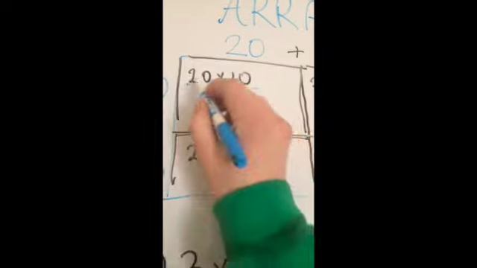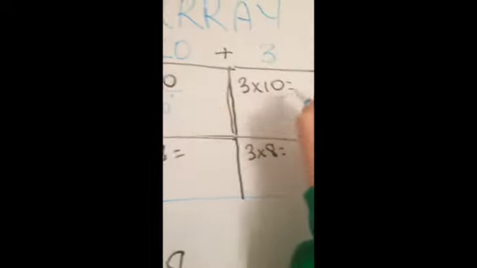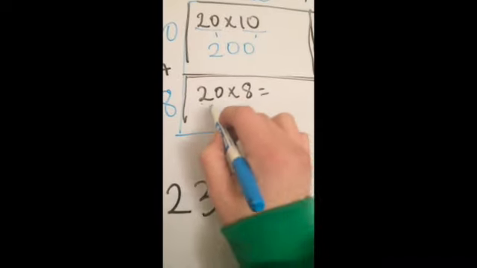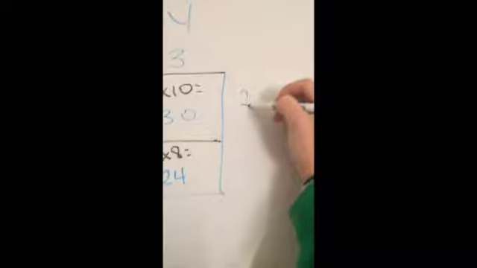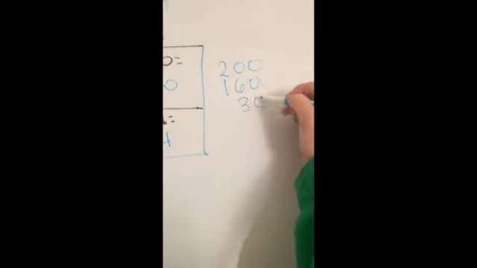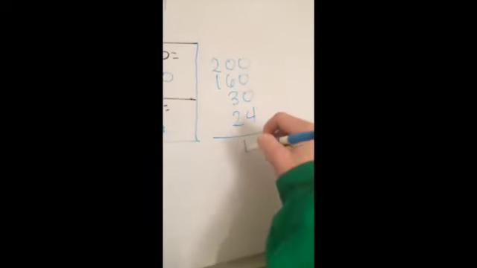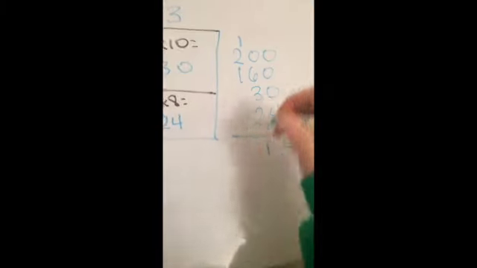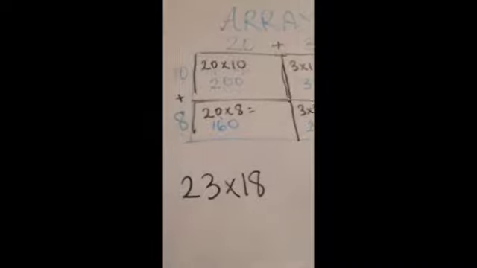20 times 10, well, I know 2 times 1 was 2, and the power of zeros was 200. 3 times 10, well, I knew that was 30. 20 times 8, well, I knew 2 times 8 was 16, power of 0, and I knew 3 times 8 was 24. I couldn't wait. This will be the highlight of my career. As I add these numbers up, 6, 3, and 2 is 11, 2 and 1 is 3, and 1 is 414, just as I suspected.